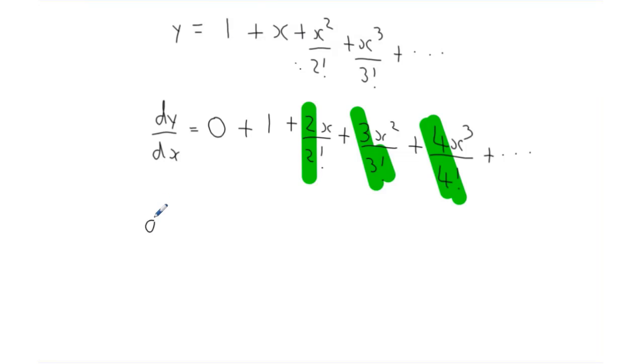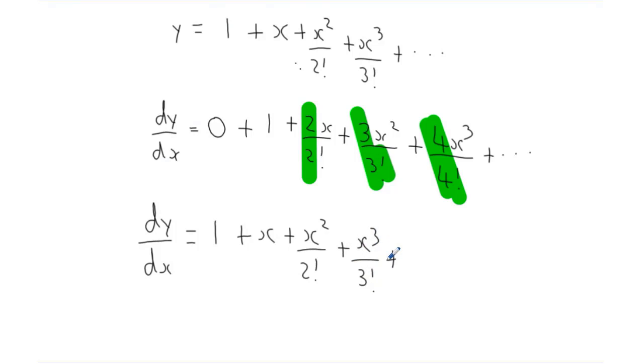So that means that dy by dx equals, well, the zeros disappear, so you get 1 plus x plus x squared over 2 factorial plus x cubed over 3 factorial plus, and you're going to keep going, x to the 4 over 4 factorial plus dot dot dot, and it is going to keep going all the way up to x to the n over n factorial, because there's an infinite number of terms. The fact that we lost this 0 means it makes no difference. This is a series from k equals 0 to infinity. It is exactly the same.